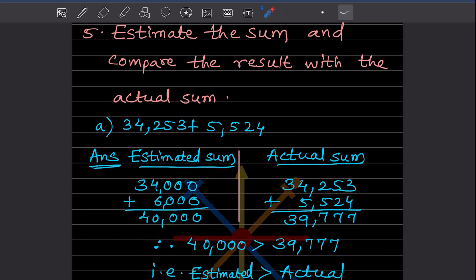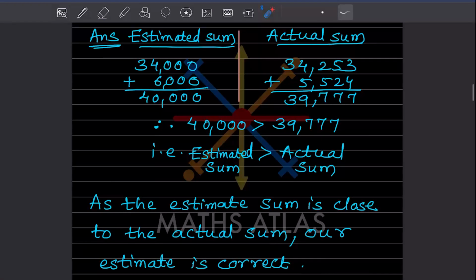For the actual sum, what are you going to do? You are going to write both the numbers as they are, and then add them. Now you are going to compare these two numbers. 40,000 is greater than 39,777. What are you going to do? You know the crocodile's mouth. This is also explained in the previous part, how to guess which symbol you should put. So definitely you open the mouth over here. 40,000 is greater than 39,777. So the estimated sum is greater than the actual sum. As the estimated sum is close to the actual sum, our estimate is correct.